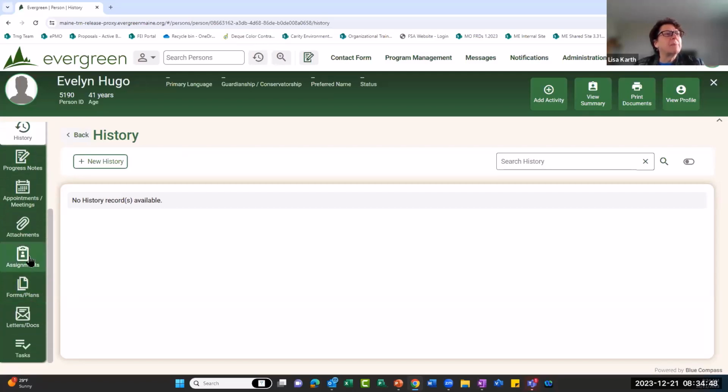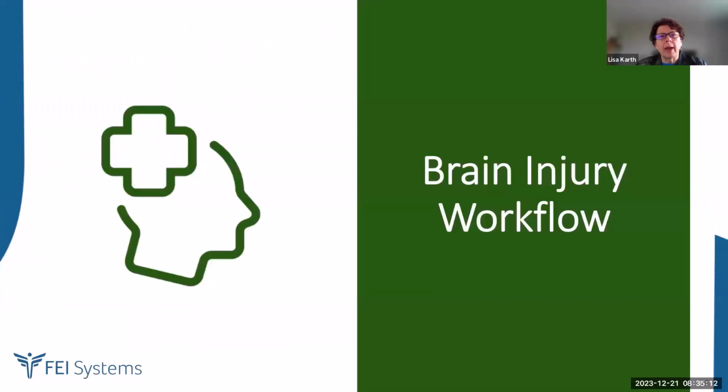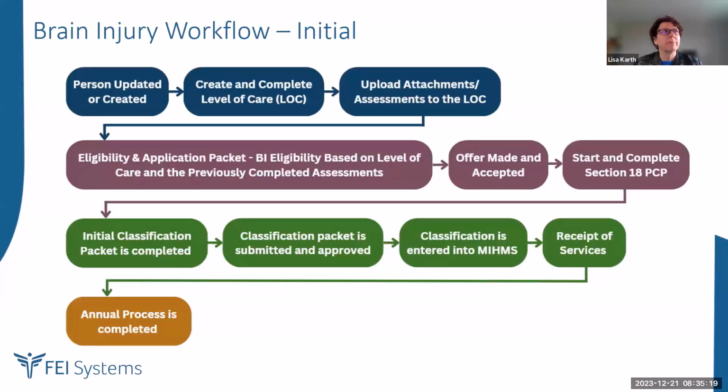And there's assignments here, which identifies what staff member or what location the person is assigned to, as well as staff member, and then the forms and the plans. This is where we're going to spend the bulk of our time today. So I want to come back into Evergreen, or to our PowerPoint rather, and go through the brain injury workflow.